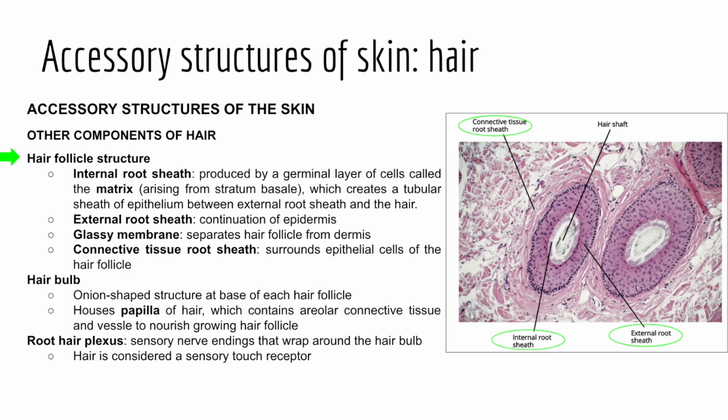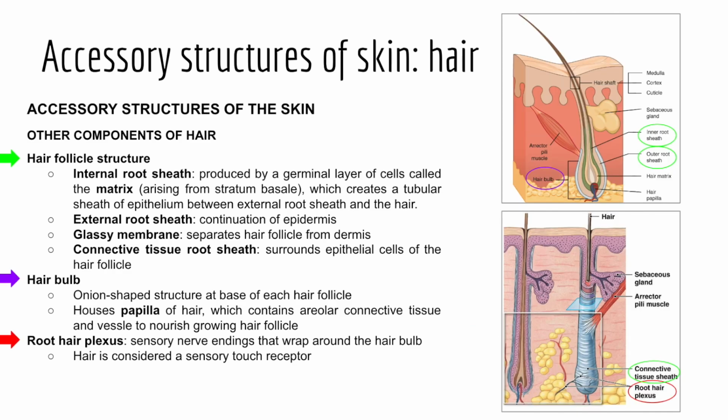In addition to hair follicle structure, we also have, in a very deep position, the hair bulb and the root hair plexus. The bulb is somewhat of an onion-shaped structure found at the base of each hair follicle, and it's going to house something called the papilla of the hair. So the papilla is this little nipple-like indentation at the base of the hair, which contains blood vessels to help nourish the growing hair follicle.